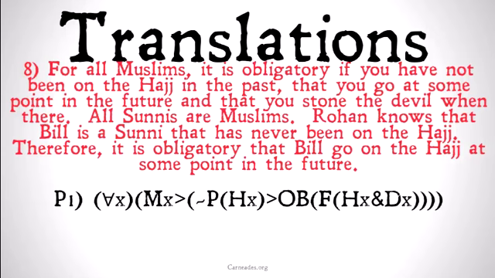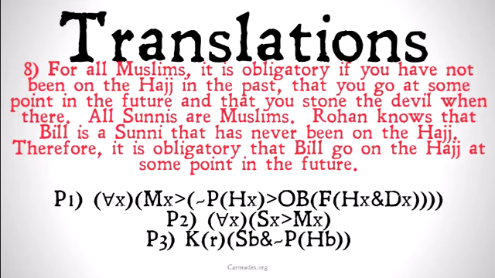So, for all Muslims, if it's not the case in the past that you have been on the Hajj, so X is representing our Muslim. So if X is a Muslim, that implies that if it's not the case in the past that X has been on the Hajj, that implies that it's obligatory that at some point in the future, X goes on the Hajj and X stones the devil. For all X, X is a Sunni implies that X is a Muslim. It's a basic translation of the universal affirmative.